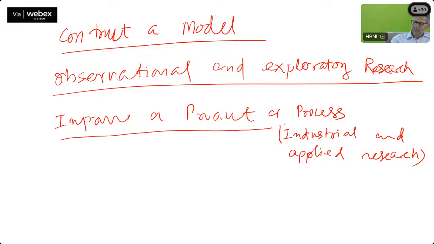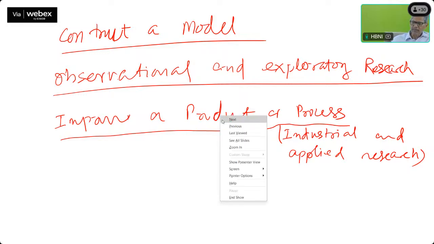This type of research is mainly done in big institutes, like BARC. You may find this type of research is done there. Improve a product or process.